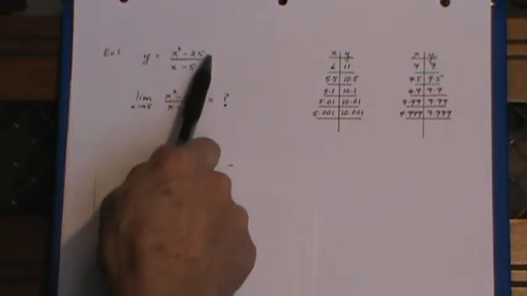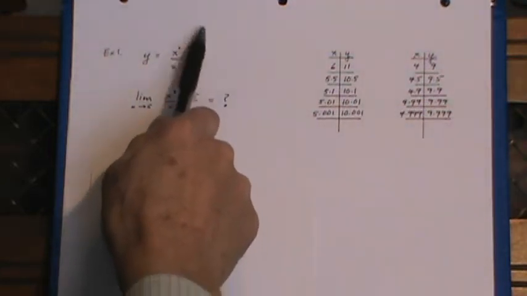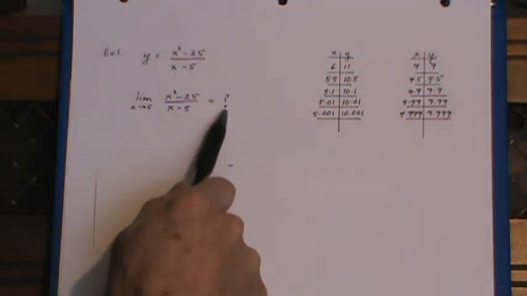So I'm going to look at a mathematical example here. I've got a function that is undefined when x is 5. You see 25 minus 25 is 0, 5 minus 5 is 0. So we do not have a value when x is 5, but we can approach 5. As x gets close to 5, we should be getting some value.